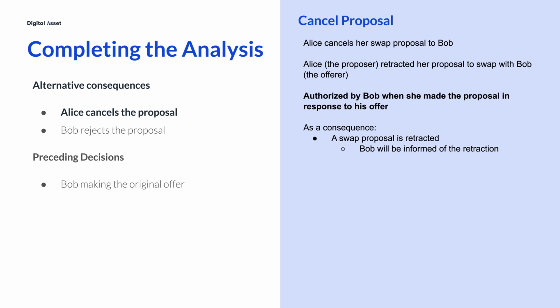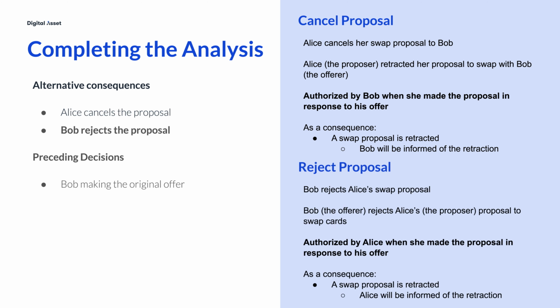The first two are pretty straightforward. First the decision to cancel, and then the decision to reject. Note that neither of these has any consequence beyond withdrawing one of the authorizations required for the proposal to exist. Without the necessary authority, the proposal is no longer valid, and so in both cases it is retracted, and that will be the end of the workflow.